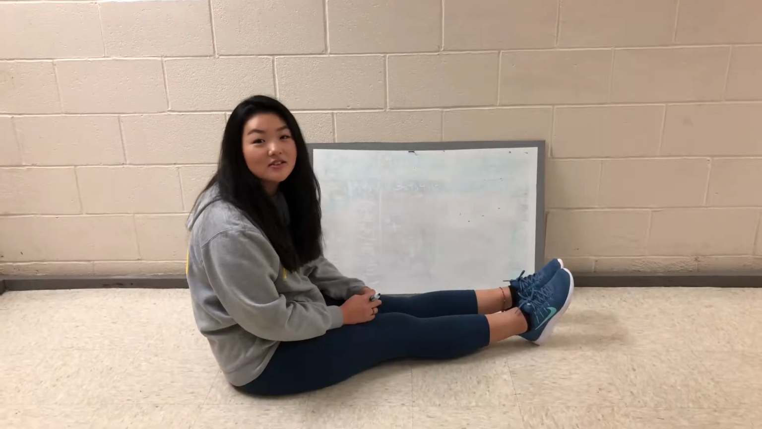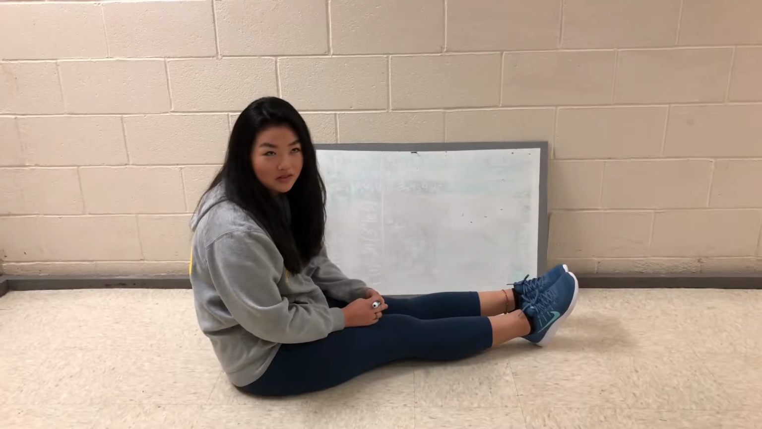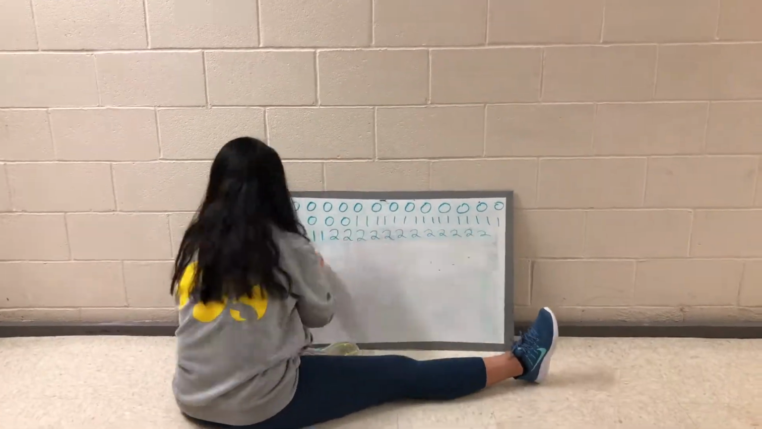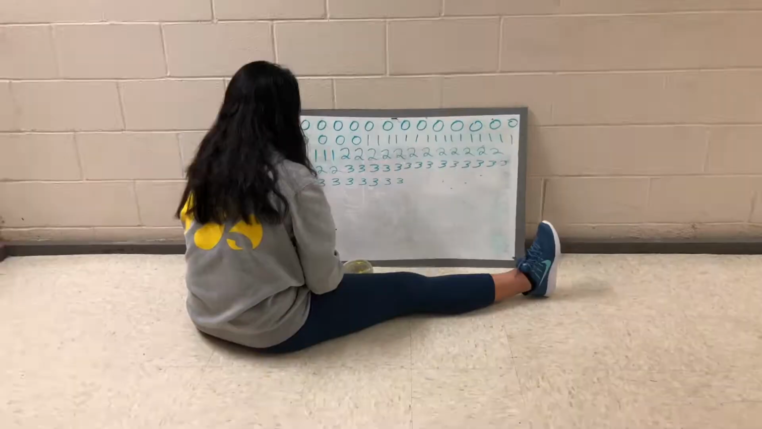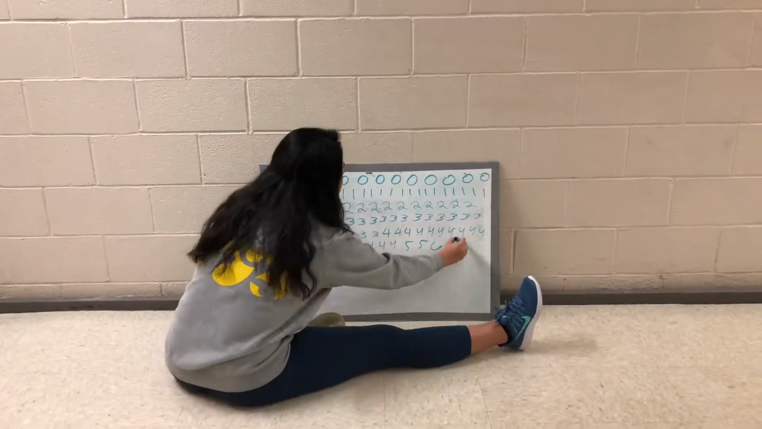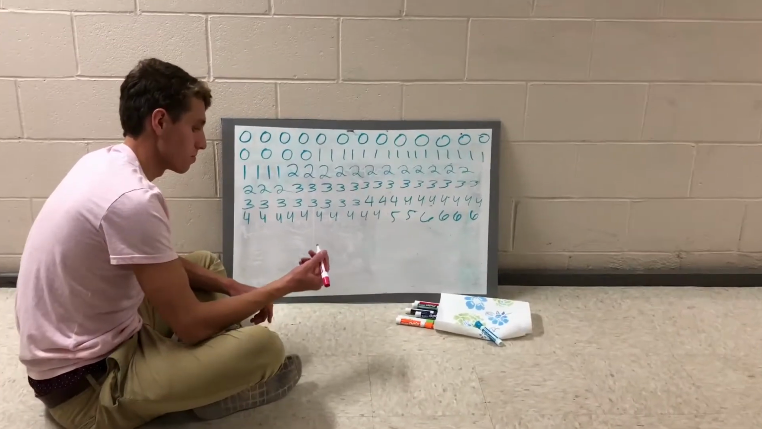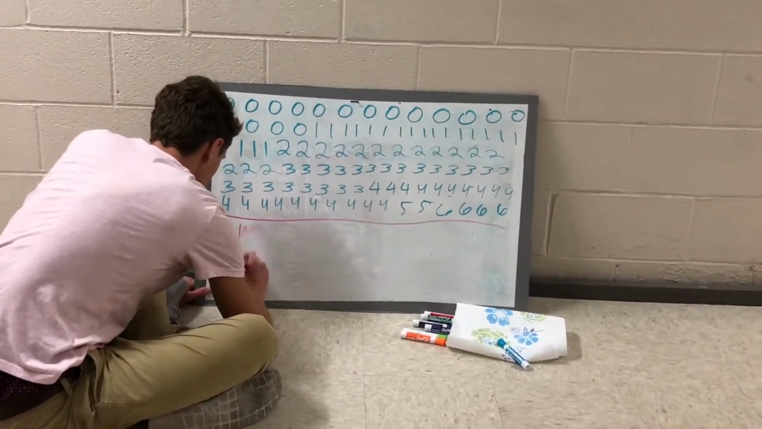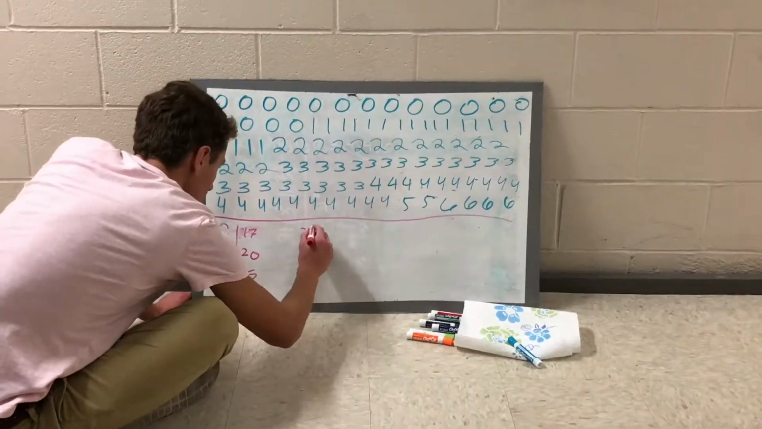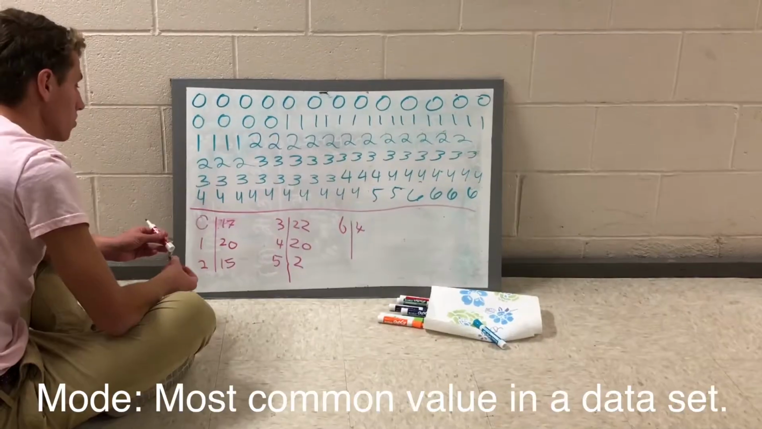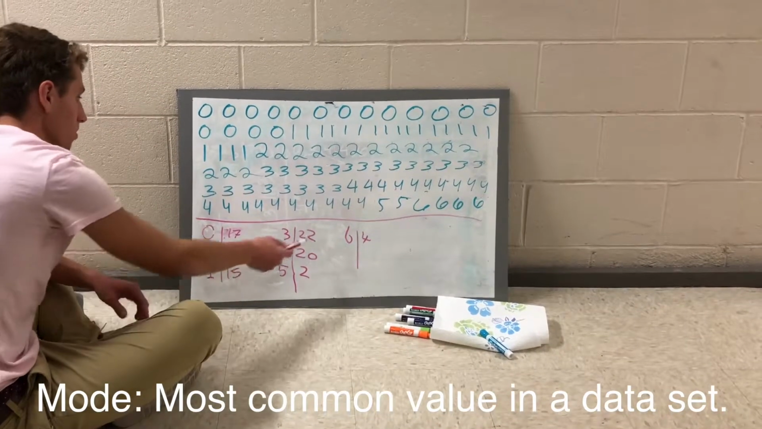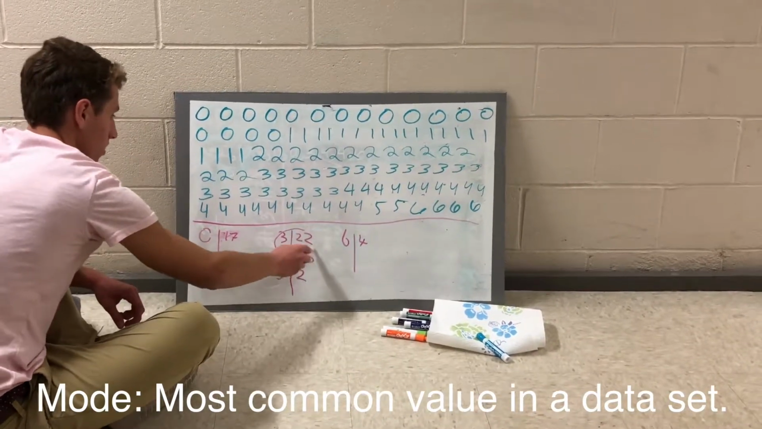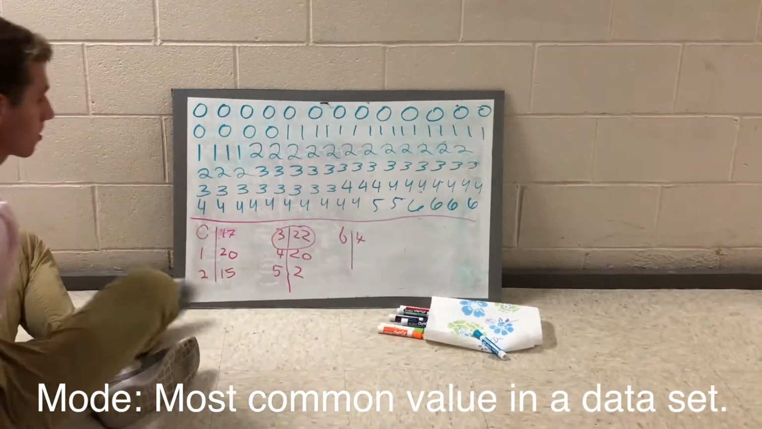The first thing you have to do is put the numbers from the board in order from least to greatest. Alright, first we're going to calculate the mode. So our mode is going to be the one that appears most, which in this case is 3. So our mode is going to be 3.